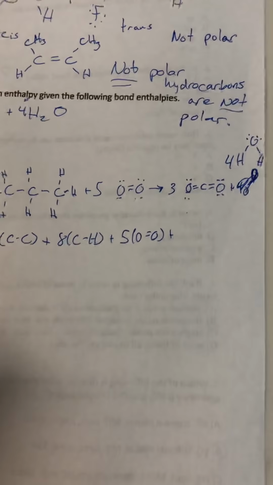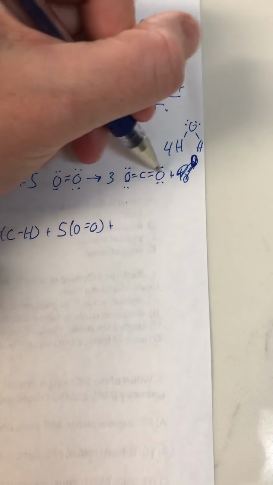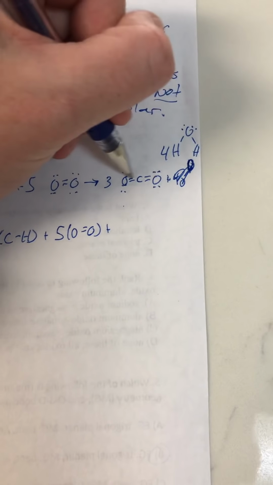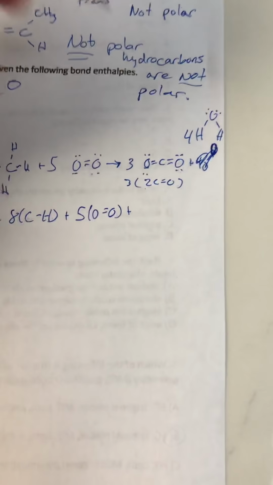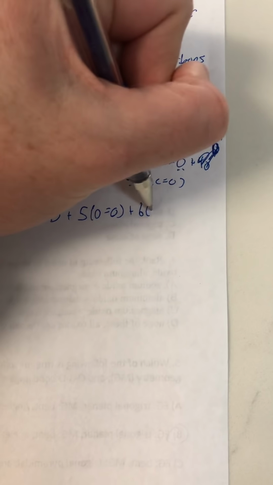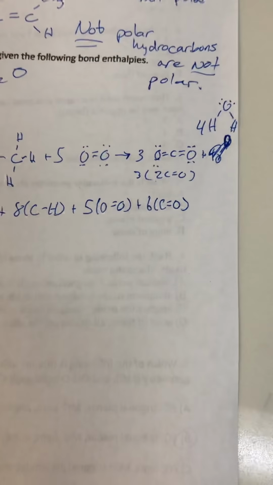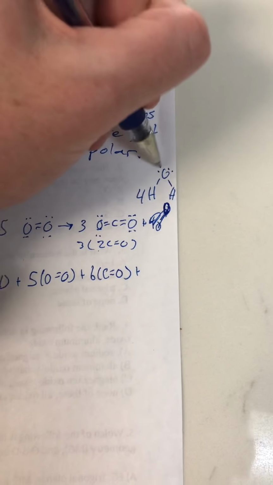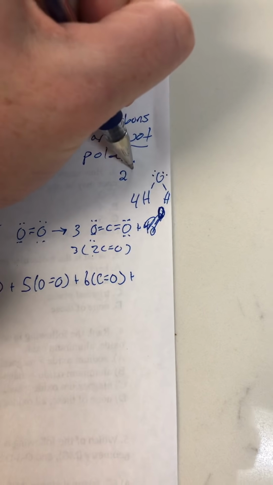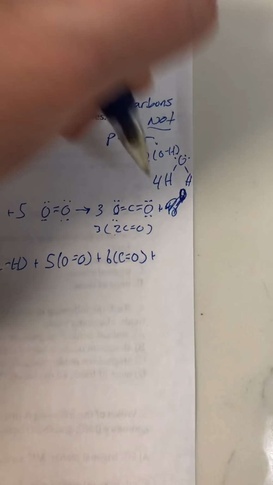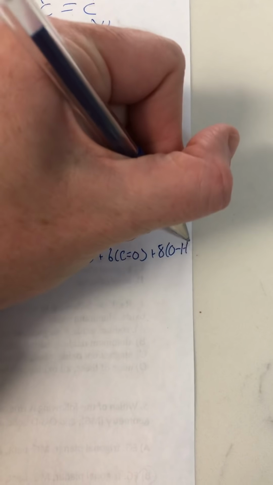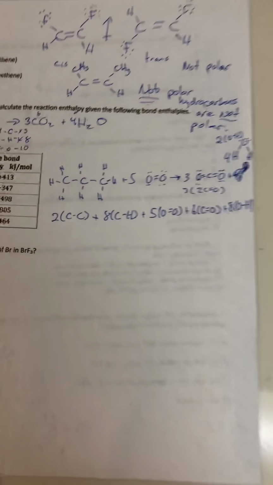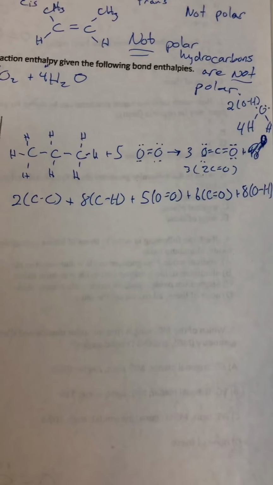On the product side, we formed, each CO2 has 2 total CO bonds, 2 C double O's. So now we have 3 times 2 C double O's for a total of 6 C double bonded to O's. And then same kind of issue with water. Each one has 2 OHs in it. And we have 4 of those for a total of 8 OH bonds. Now that we've got that figured out, we can kind of plug and chug. So let's go ahead and look at the numbers.